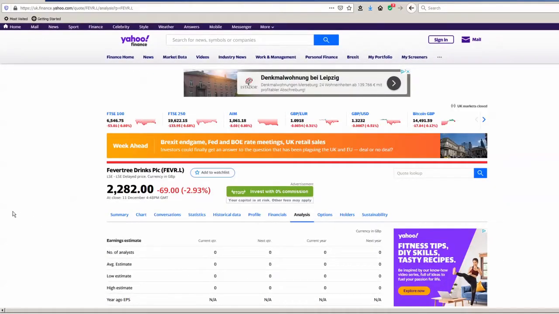So that's Yahoo Finance. And if you're just starting out doing this, it's probably the one where you can get everything you need in terms of valuing and reviewing a company.